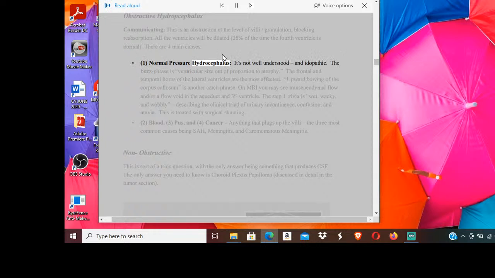1. Normal pressure hydrocephalus, it's not well understood, and idiopathic. The buzz phrase is ventricular size out of proportion to atrophy. The frontal and temporal horns of the lateral ventricles are the most affected. Upward bowing of the corpus callosum is another catchphrase. On MRI you may see transependymal flow and/or a flow void in the aqueduct and fourth ventricle.